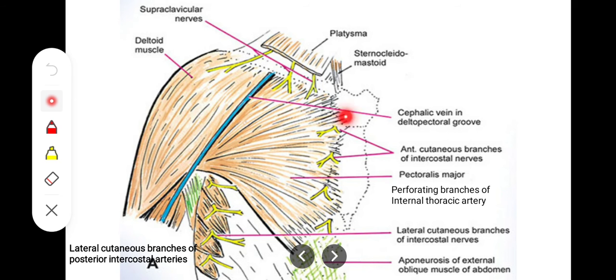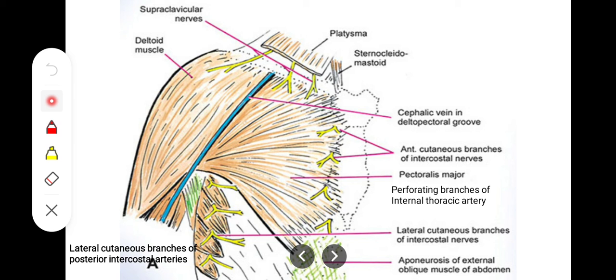The second set is the anterior cutaneous nerves and the lateral cutaneous nerves. The anterior cutaneous branches are branches of the intercostal nerves, which are derived from the thoracic region of the spinal cord. The other one is the lateral cutaneous nerves, which are also branches of the intercostal nerves, but these are the lateral ones. The intercostal nerves basically divide into anterior branches and lateral branches. So in the pectoral region we have anterior and lateral cutaneous branches of the intercostal nerves. In this way we have two sets of nerves: the cervical supraclavicular nerves, and the anterior and lateral cutaneous nerves.